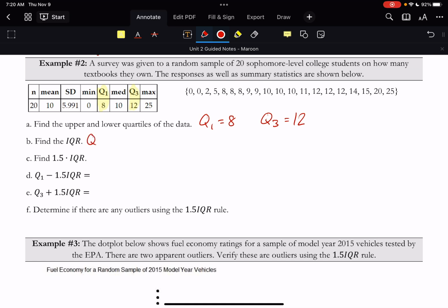Finding the IQR, we know that IQR is Q3 minus Q1. So Q3 minus Q1 is 12 minus 8. 12 minus 8 is 4.